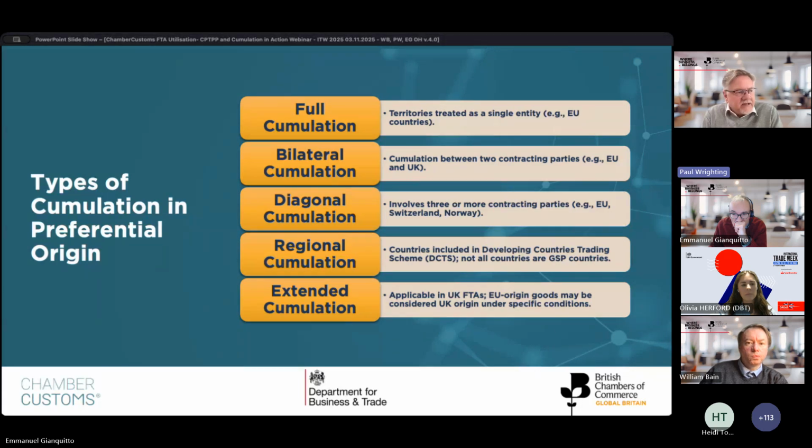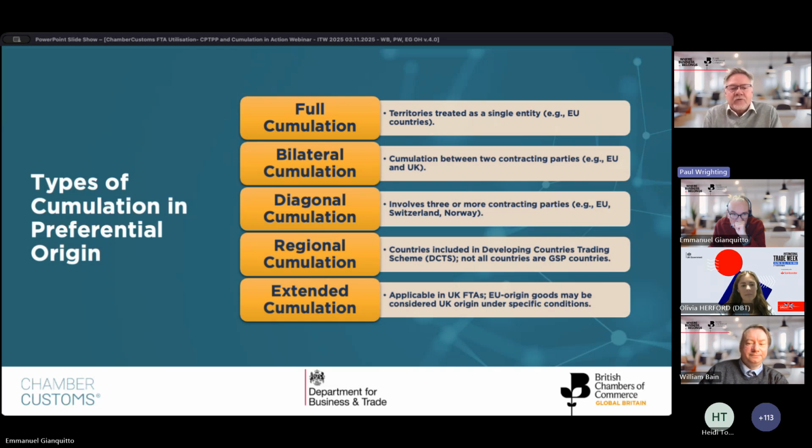So accumulation in theory is really straightforward, as I just said. It means allowing another country's inputs into your product to count as UK origin. So when you do that calculation, according to the trade agreement, you can say they're UK origin, and it makes it easier for the goods to qualify. However, it gets complicated when you're looking at the full bilateral, diagonal, regional, extended cumulation. It really is a bit more complicated.